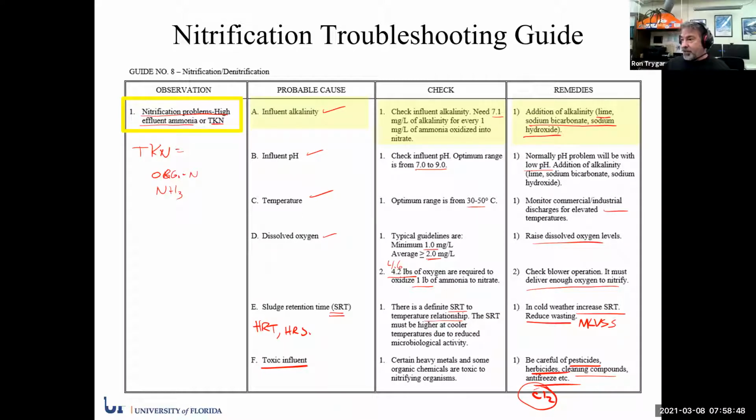All right, it's a pretty healthy list. Obviously, the big takeaway highlighted is the alkalinity. We tried to stress that through this whole discussion about how important alkalinity is.